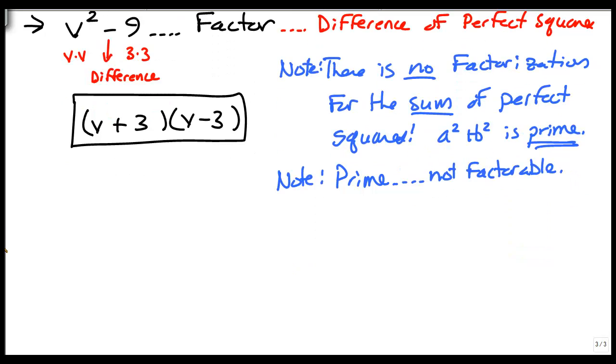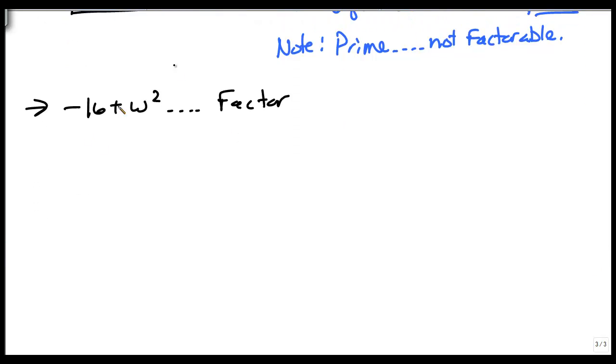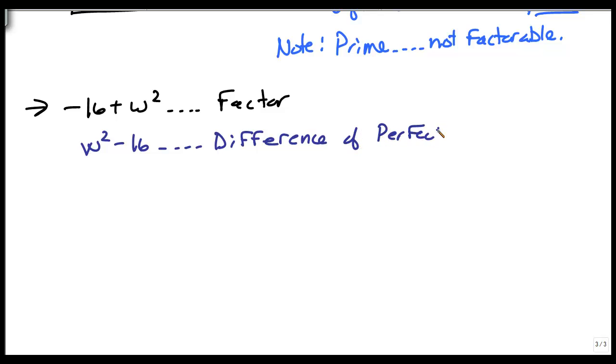Okay, so some important points there, because this idea of difference of perfect squares really comes up a lot, and if we can see those and identify them, it's going to be a lot quicker process for us. Let's try negative 16 plus w squared. Directions are to factor. On this one, I would rewrite this right away as w squared minus 16. I just switched the order, the signs are the same. Now again, this is that difference of perfect squares, that special case.